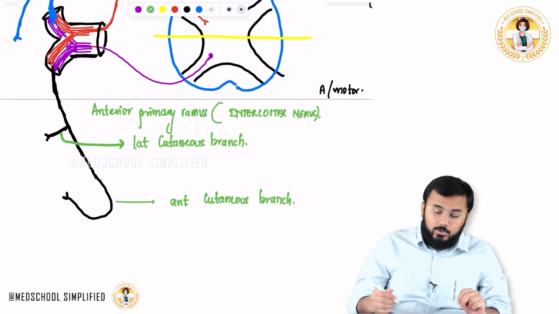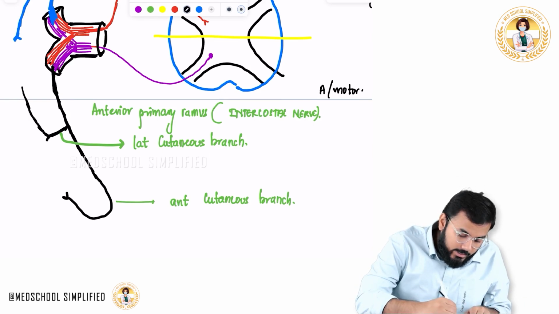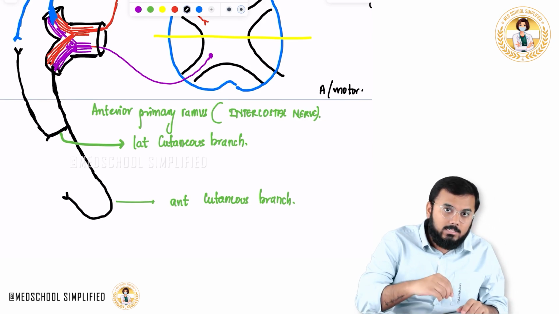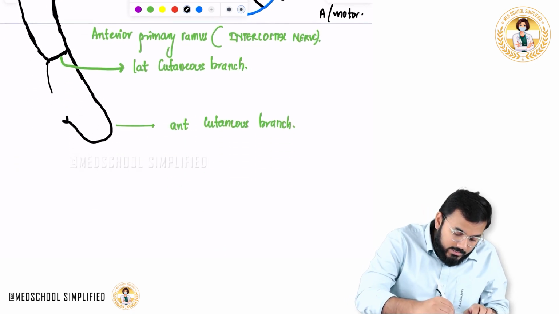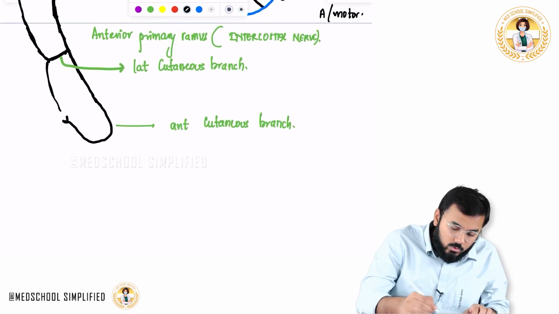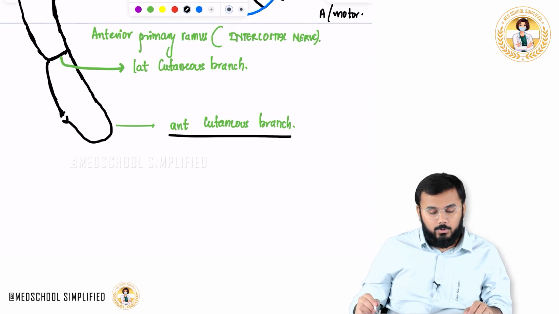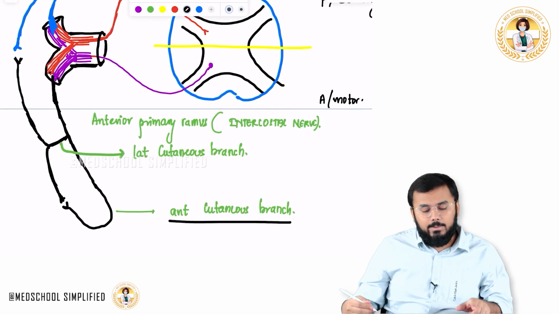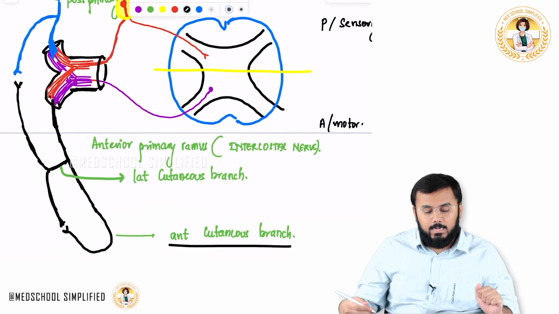Now this lateral cutaneous branch divides like this. One end of this lateral cutaneous goes all the way like this, and it is anastomosing with what? Posterior primary ramus, and the other end is giving an anastomosis all the way to your anterior cutaneous branch. Okay, so this is a typical intercostal nerve.